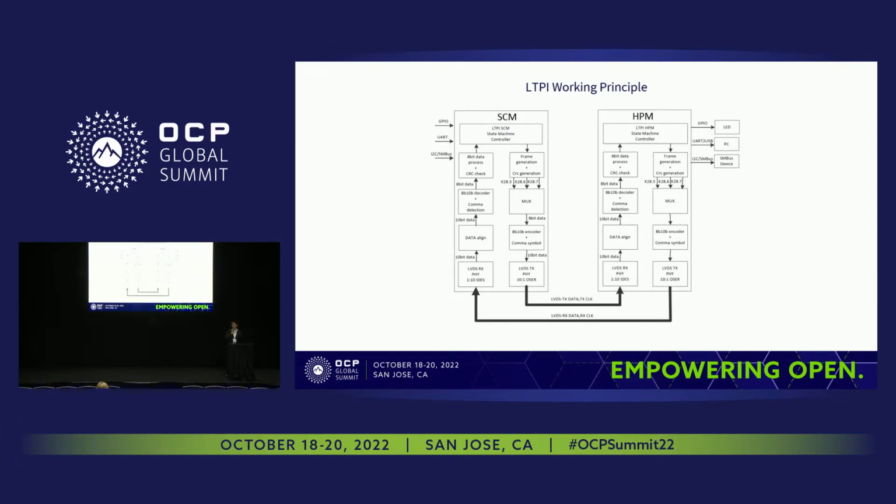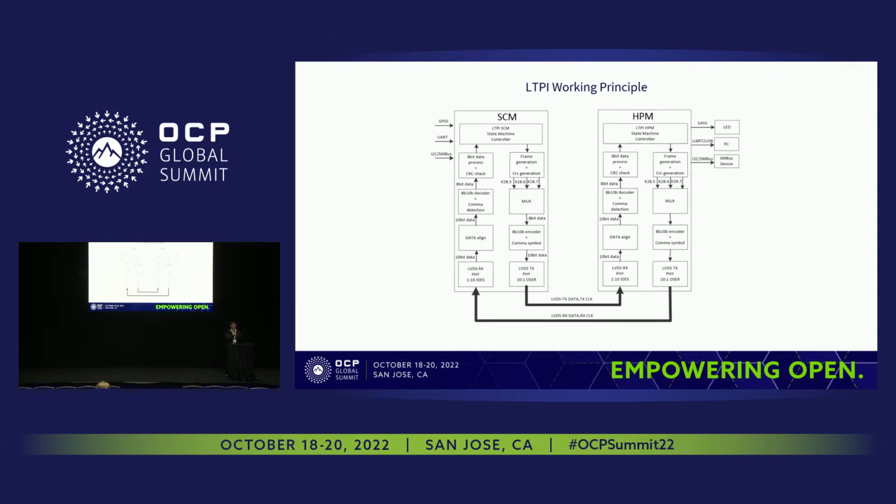The working principle for the LTPI is presented in this block diagram. The traffic from the interfaces is captured by the LTPI controller. First, the LTPI frame will be generated and together with the CRC appended. Then the frame will go through a multiplexer, and then the frame is being added with the comma symbol. Then it's being encoded to 10-bit encoding. Then the LVDS TX will serialize the frame into the LVDS link.